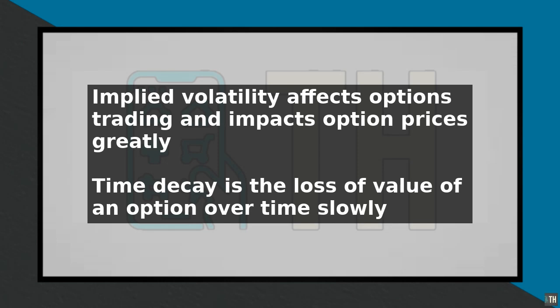option over time. As the expiration date approaches, the value of the option will decrease, which can affect your trading strategy. To manage risk, you can use various strategies such as hedging, spreading, and iron condors.